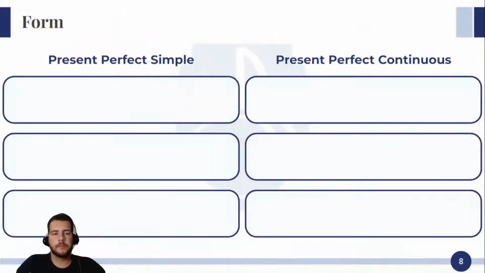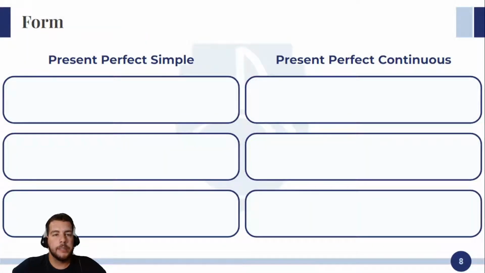We are on page 23 of our student's book. Before we do exercise number 1, I would like to quickly review the forms of the present perfect simple and the present perfect continuous. So let's get started.